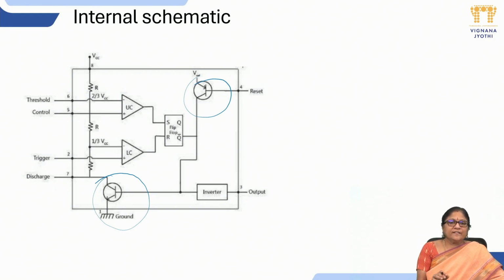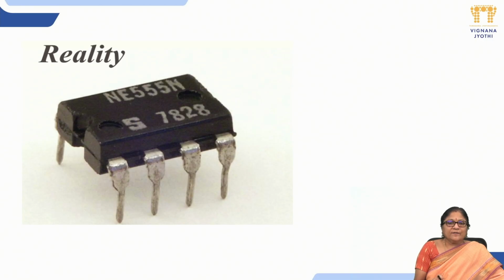Now as you see, it has some numberings: number 2, number 3, number 4, number 5. Internally these are in the schematic circuit diagram, but from the outside, to make the connections and make it operative, we have to take these pins outside, and each pin has its own significance. Let us see physically how it really looks.